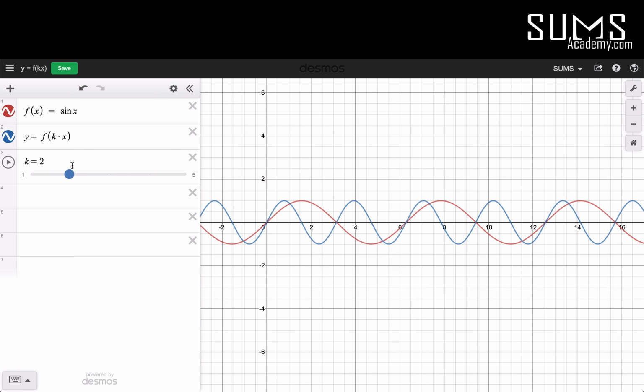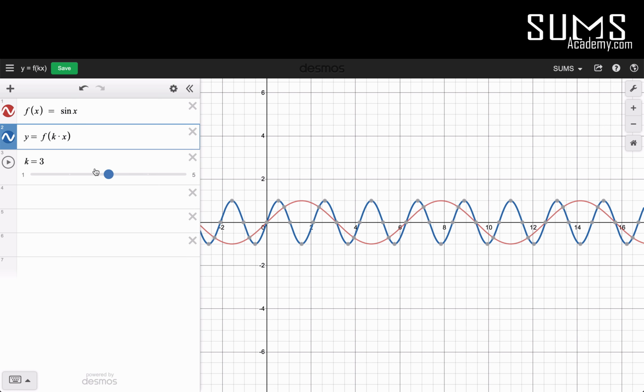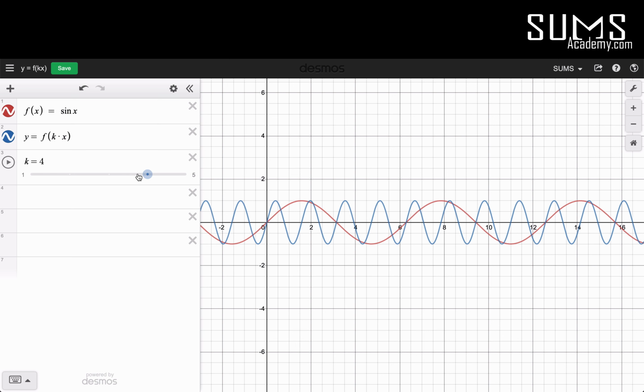So you can think about sine of x. There's meant to be one rotation between 0 and 2 pi. But now if you make this factor 2, there's actually going to be, see this blue line, 2 waves between 0 and 2 pi. And then if you increase it again, you'll have 3 waves, 4 waves, 5 waves, and it gets more and more compressed.